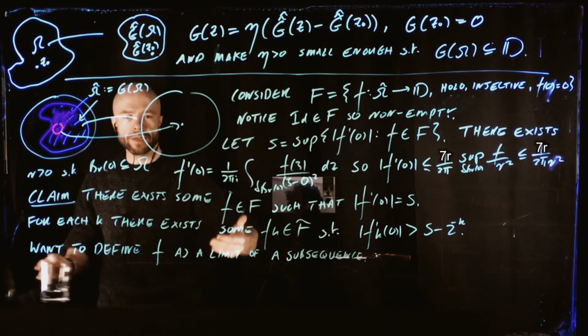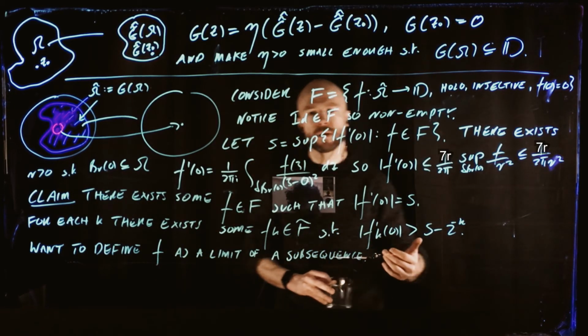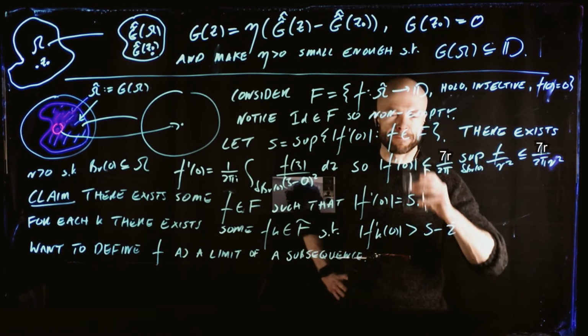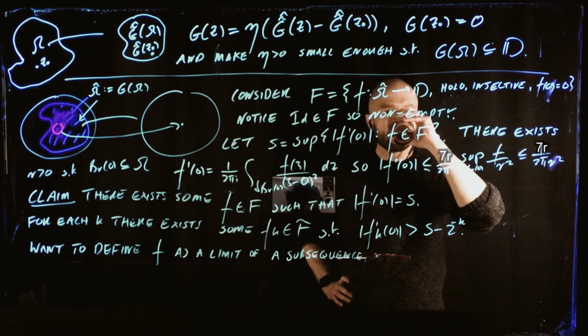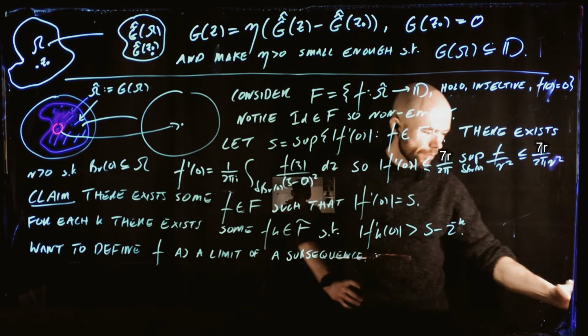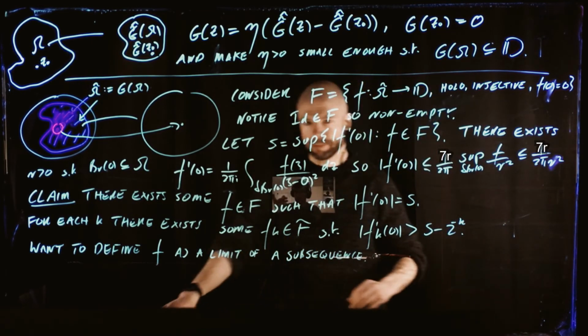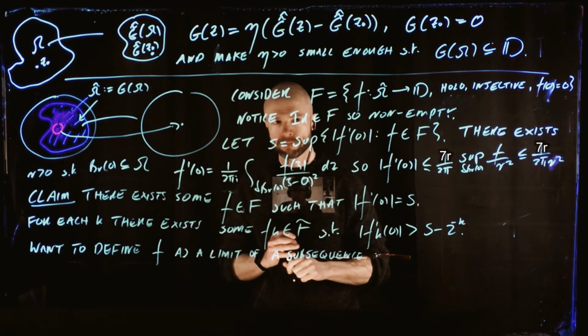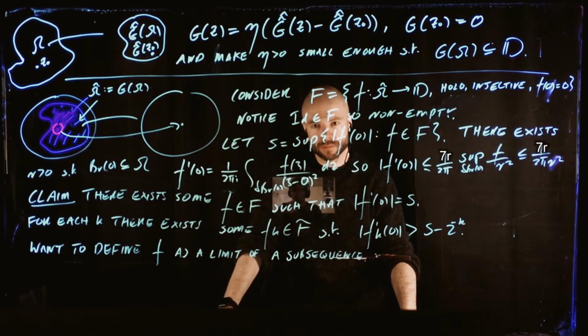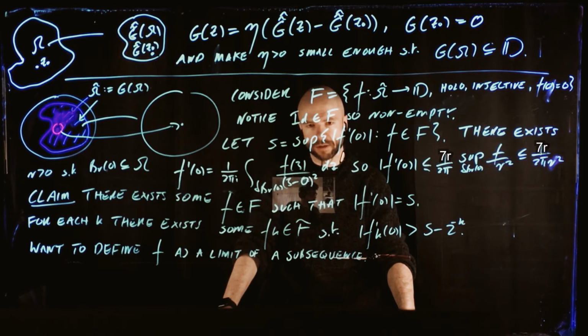First, let's talk about if we have any kind of limit of any subsequence, and then let's see if it's in the space. Indeed, why is it normal? Why is it normal? Don't look in your notes, just think about it.